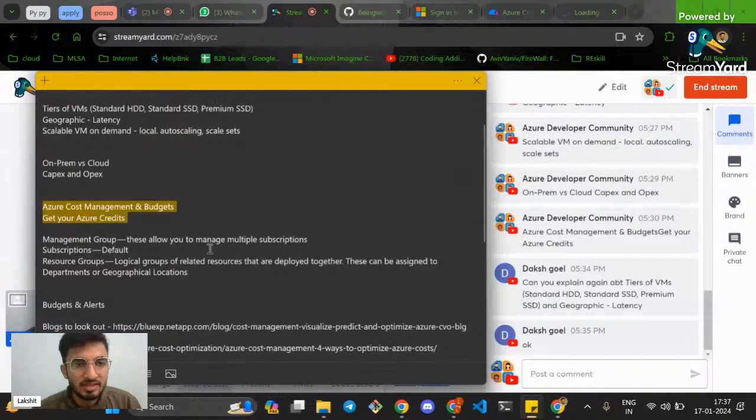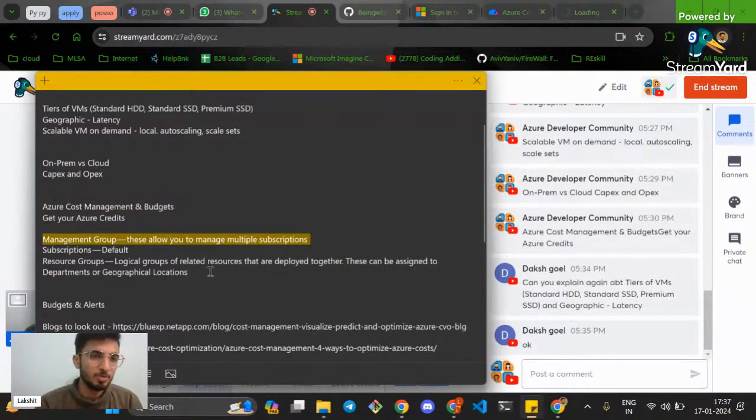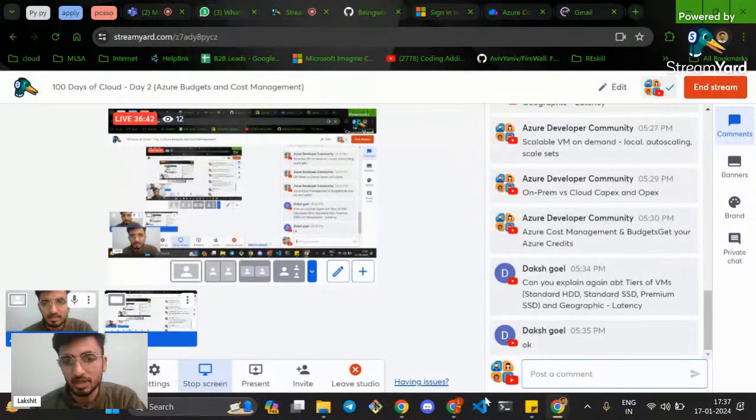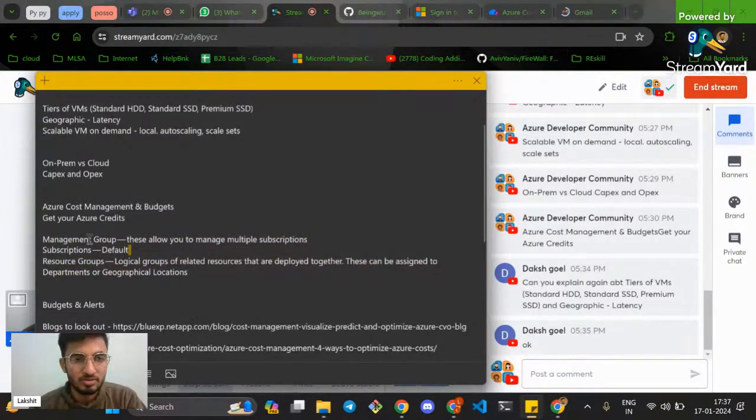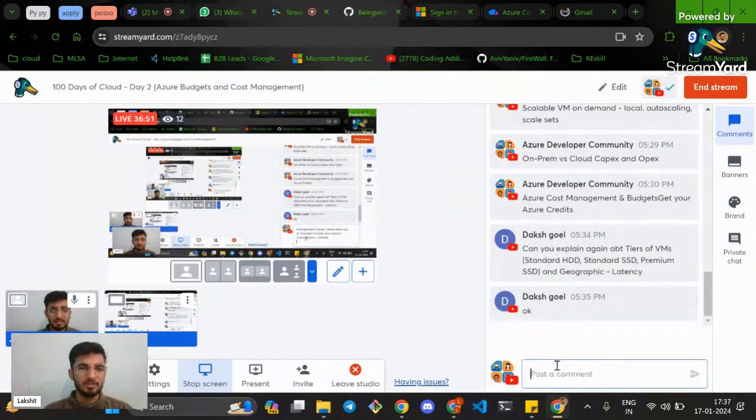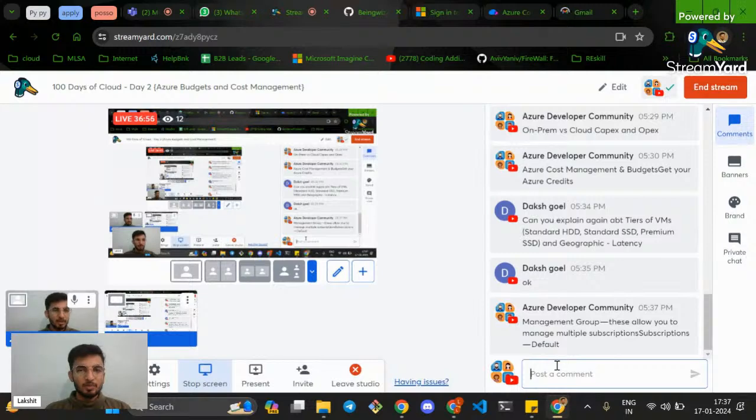Now there is something called management group, subscription, resource groups. These are the three things that are the backbones of any particular organization. Let's suppose in an organization there are multiple subscriptions. What do I mean by subscription? Let's take an example of HDFC using an Azure subscription. A subscription is like when you buy a subscription of Netflix or Hotstar or any kind of OTT platform. You pay a certain amount, and that's a fixed cost, so the subscription cost is fixed.